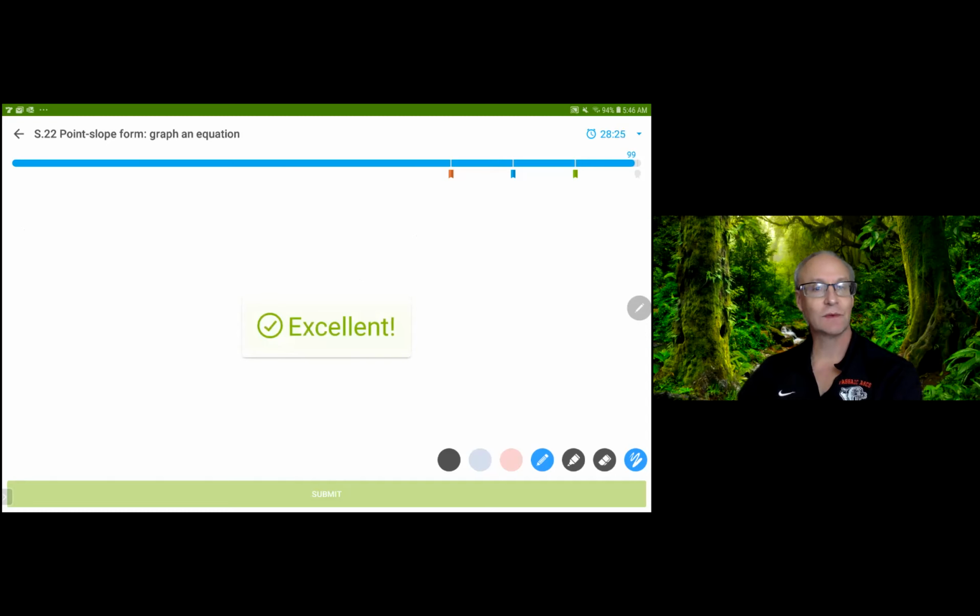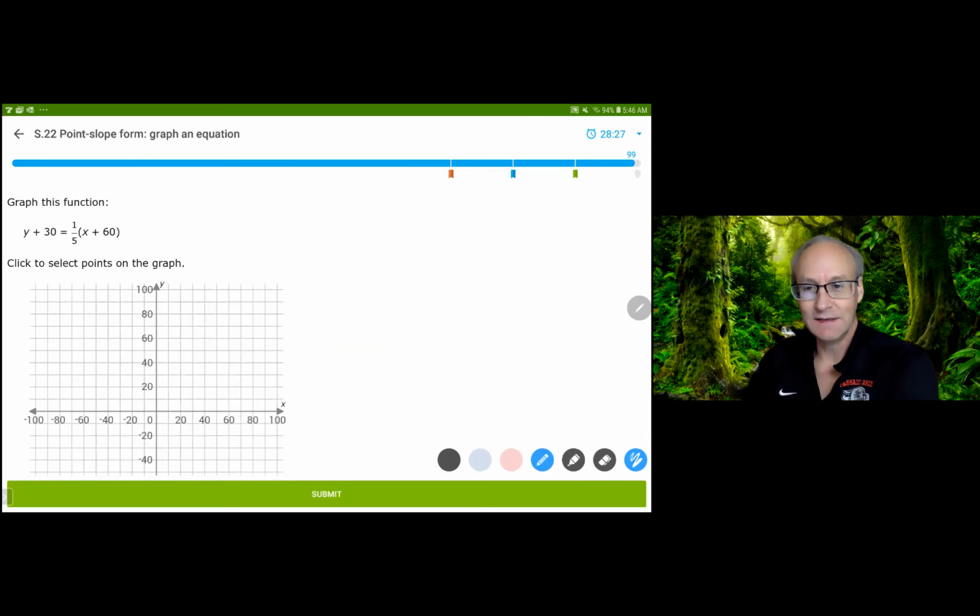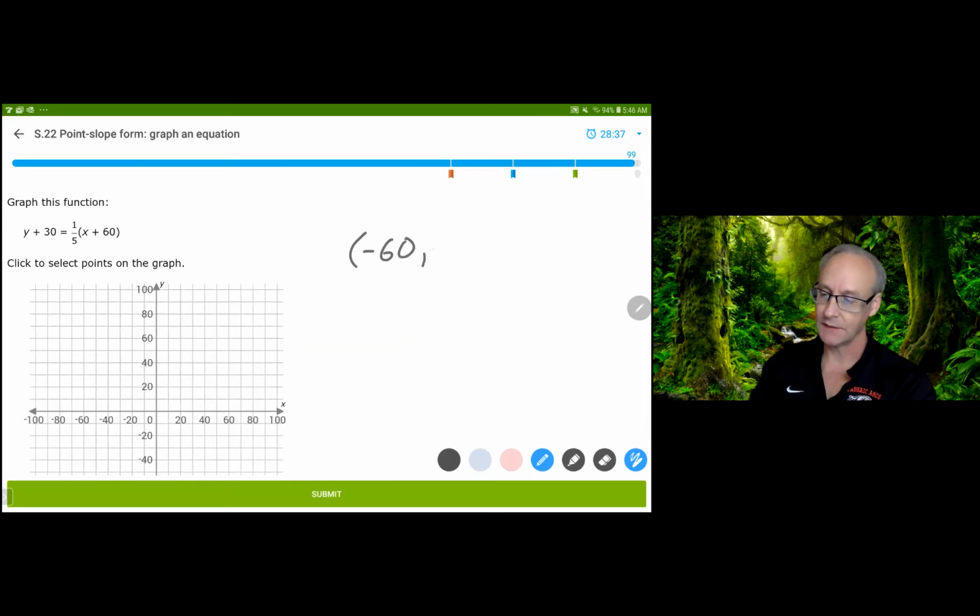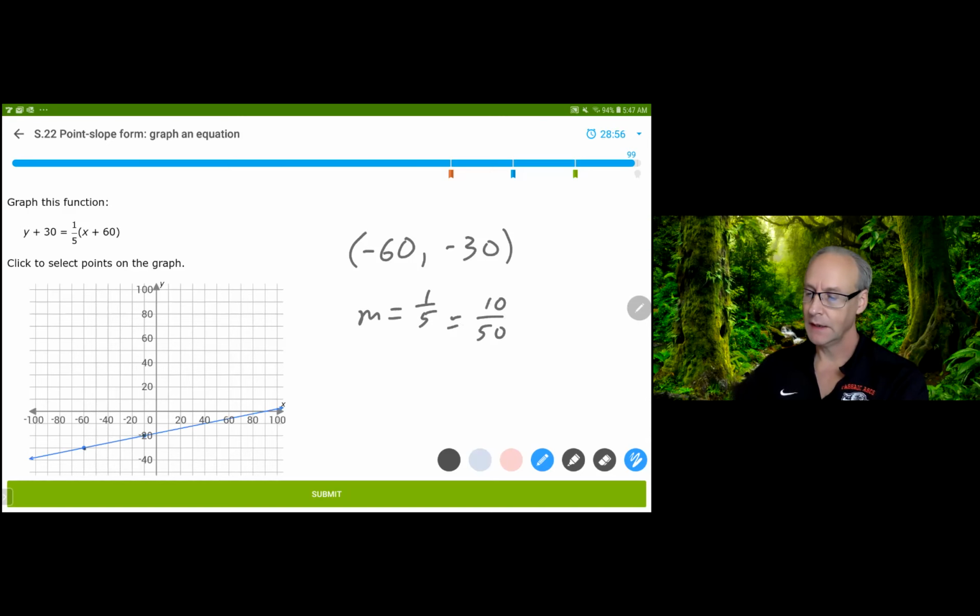Looks like we have one last one, and then we're done. And I can't imagine that you'd stick with me this long, because it is easier than I made it, of course. -60 and -30. That's going to zero it out, and we're going to have a slope of 1/5, but that's really the same as 10/50. So -60, -30 is right there, and we want to go up 10 and over 1, 2, 3, 4, 5 right there.